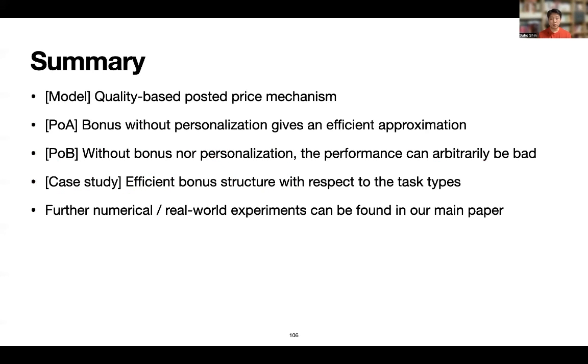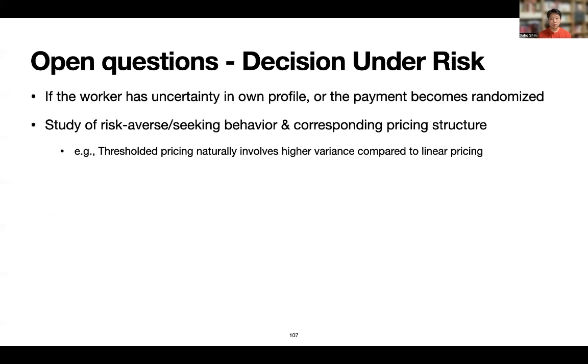This is the end of the main results. And now I'll talk about some interesting directions to explore. The first one is decision under risk. If the worker has some uncertainties in her own profile or the payment is randomized like a lottery, then the eventual payment becomes a random variable and corresponding risk-averse or risk-seeking behavior may arise. Then we might need to consider such a nature in designing the pricing function.